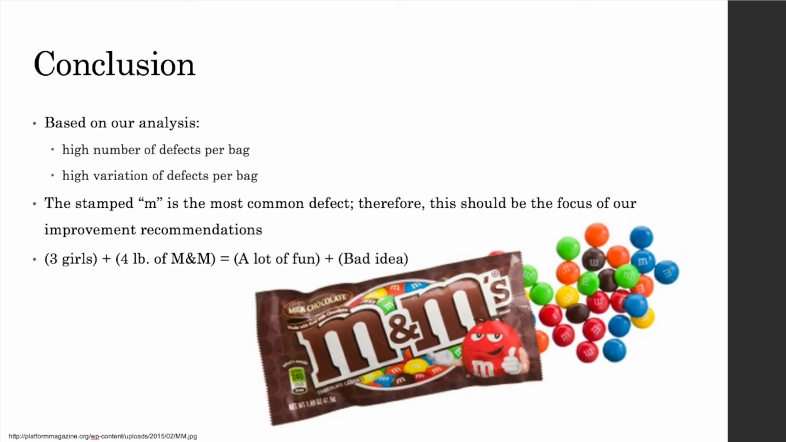Based on our analysis, we found that there's a really high number of defects per bag, and that there's a high variation of defects per bag. We also found that the stamped M was definitely the most common defect found. Therefore, if we actually wanted to try to improve the process of M&M making, we should focus on that part.